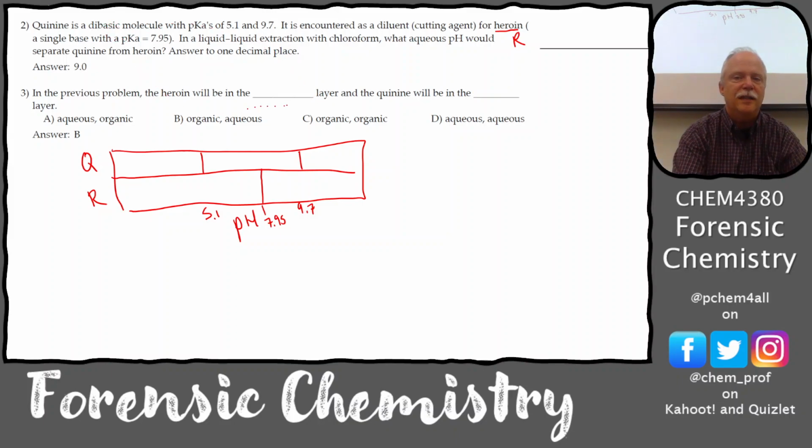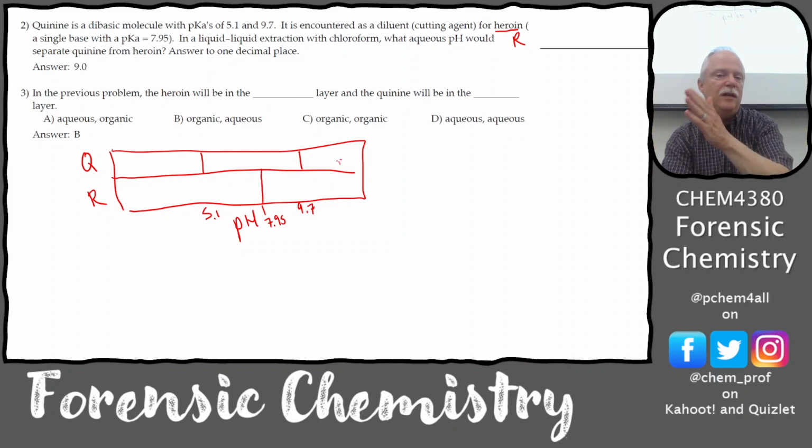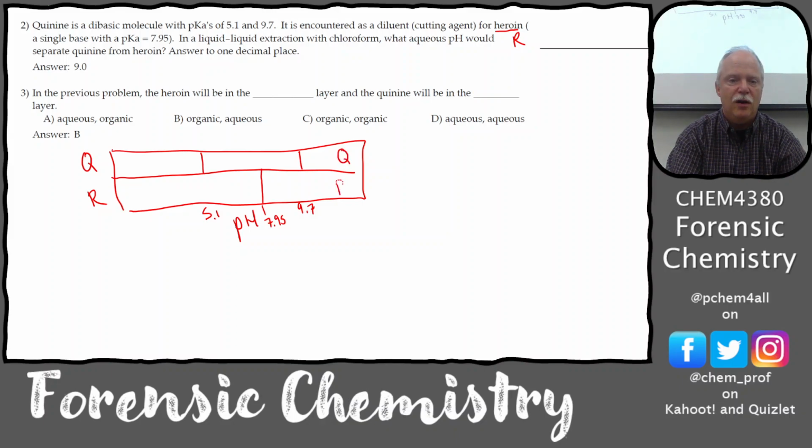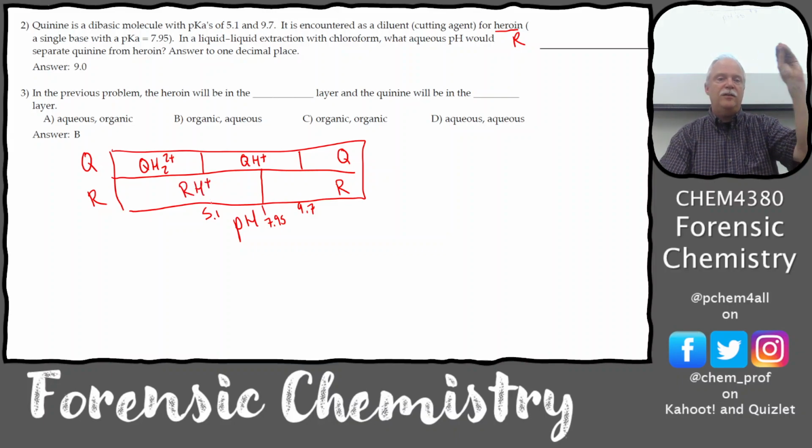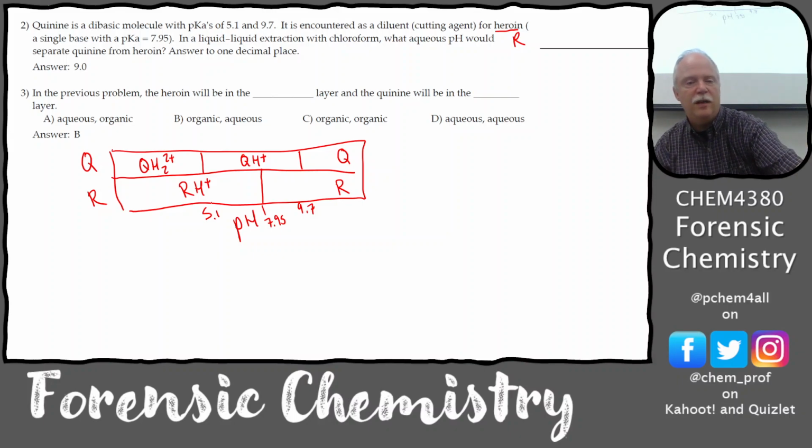Now, it says quinine's dibasic and heroin's a single base. So all the way over here on the right, there is the non-protonated version. So we start over here, we have Q and R. And then as we go left, we get more and more acidic, and on the far left, everything's very acidic. So as we go towards the left, we get protonated. So this is going to be QH plus and QH2 2 plus, and then this is going to be RH plus. So there's all my species. Did that make sense? Okay, fantastic.